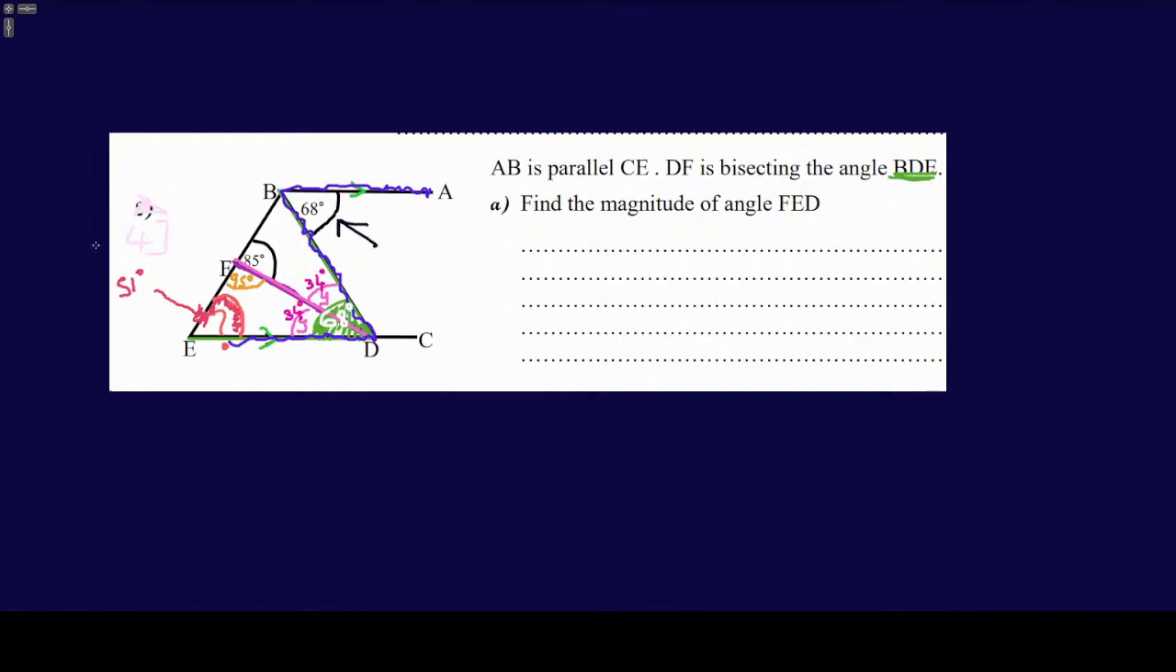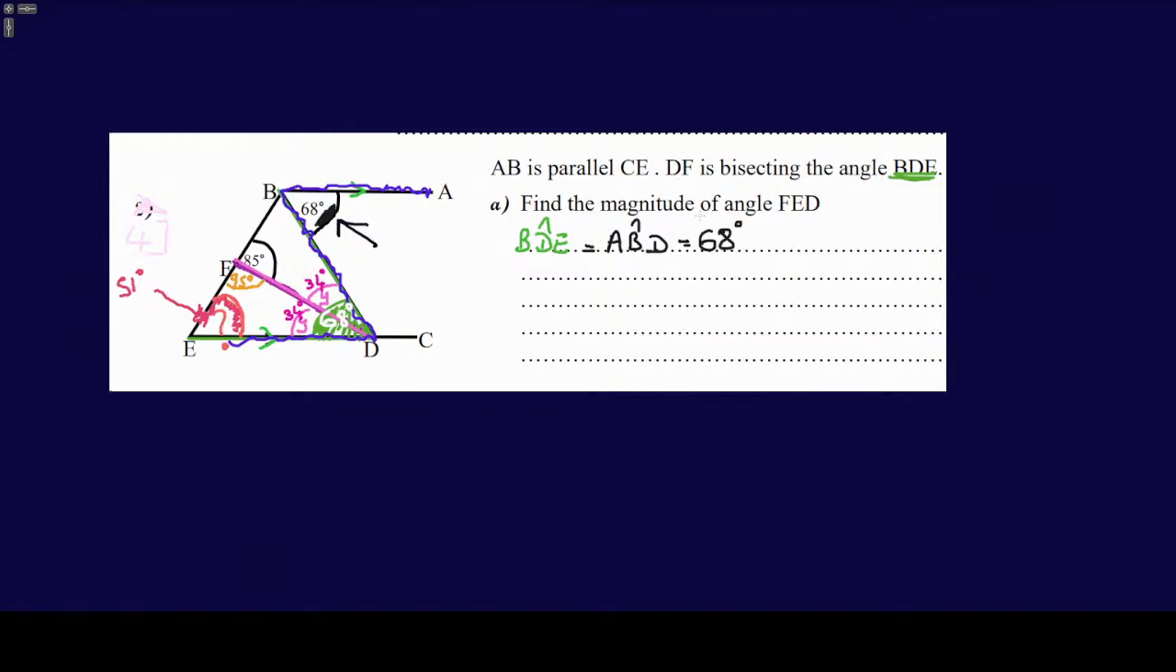Alright, so let's write the story now. How did we end up getting 51 degrees? What is the first thing we found out? We found out angle ABD, that is this black angle, and angle BDE, that is the green angle, are equal. So angle BDE should be equal to angle ABD, which is, what is the angle ABD's value? 68 degrees. 68.